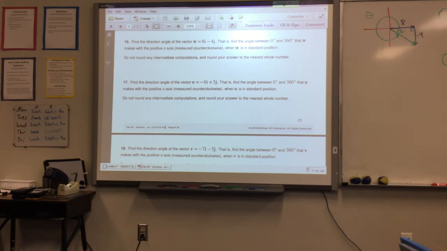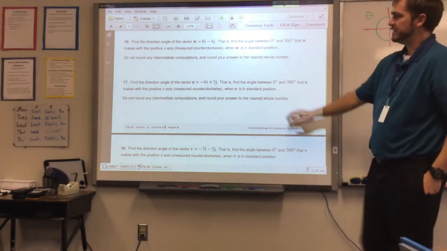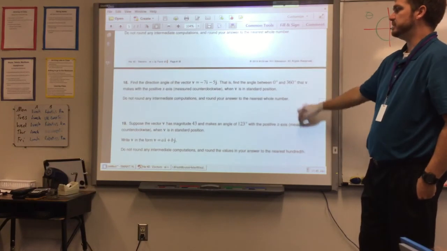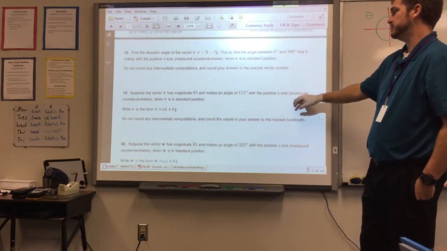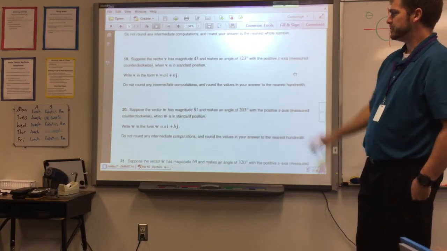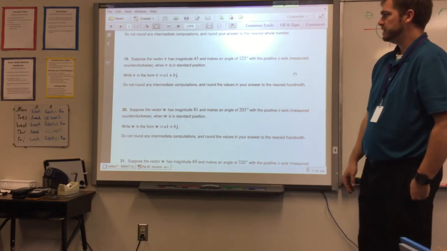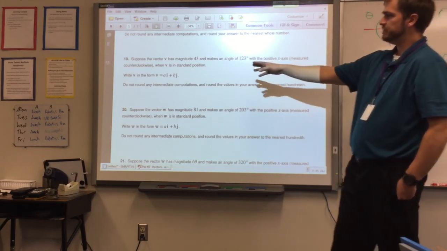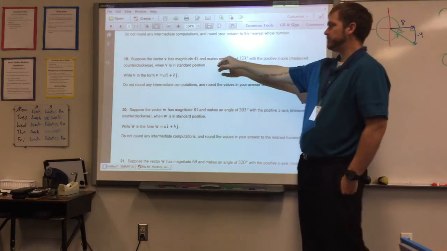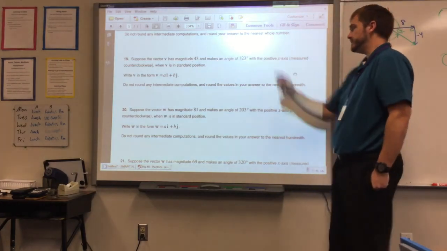Yep. Okay. You see, it's still that thing that we did last week. Going from the x and y components back to magnitude and the angle, or going from magnitude and angle to the x and y components. If we look here, number 17, same kind of thing, find the direction angle. 18, find the direction angle. 19 looks a little bit different. This says, suppose the vector v has a magnitude of 43 and makes an angle of 123.